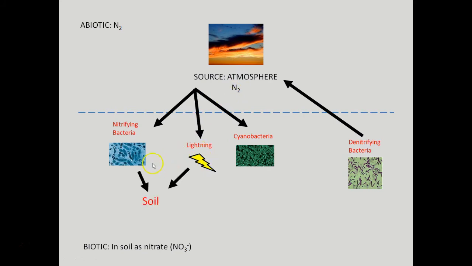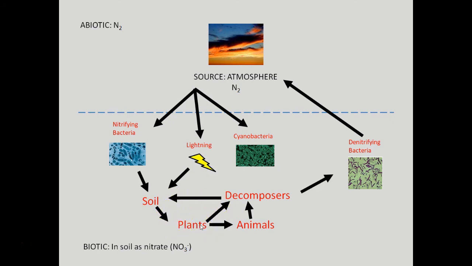Okay? Now, once we have these 2 main processes, nitrifying bacteria and lightning, they produce our nitrates, or a usable form of nitrogen in our soil. Then our plants can take it up, then animals will eat the plants, and then decomposers will break them down and return it back to the soil. So once nitrogen comes out of the atmosphere, it could cycle through the biotic component of an ecosystem for a long time. But eventually, our decomposers will consist of some denitrifying bacteria, which will return this to the atmosphere.